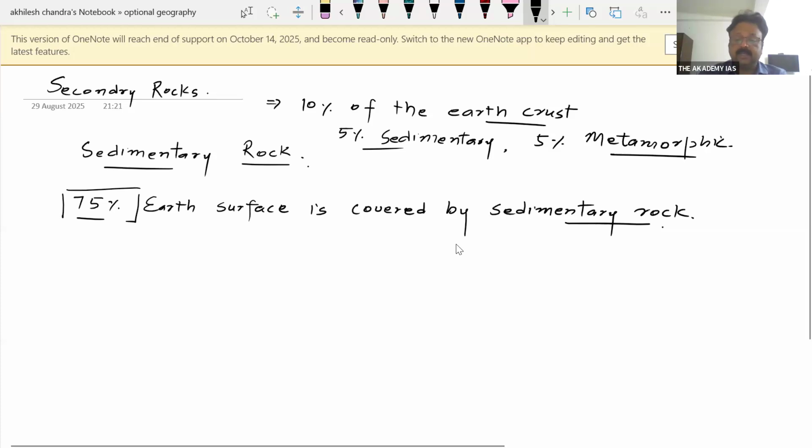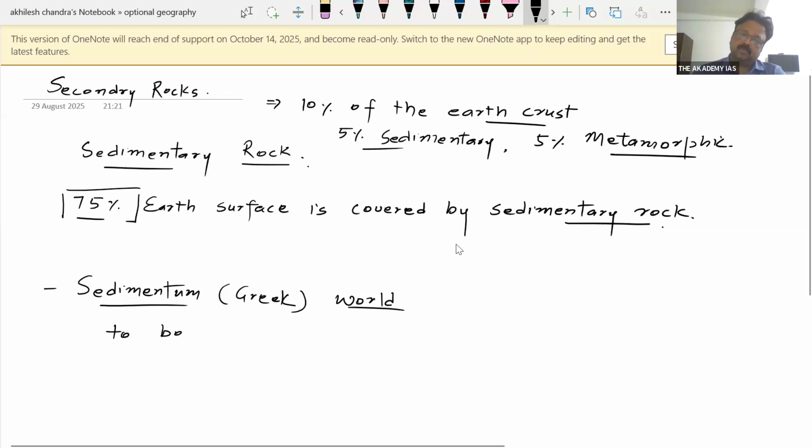Okay. Sedimentary rock. The term sedimentary comes from the word sedimentum. Sedimentum, a Greek word that means to be arranged, or to get settled. To get settled. This is the meaning of sedimentum.